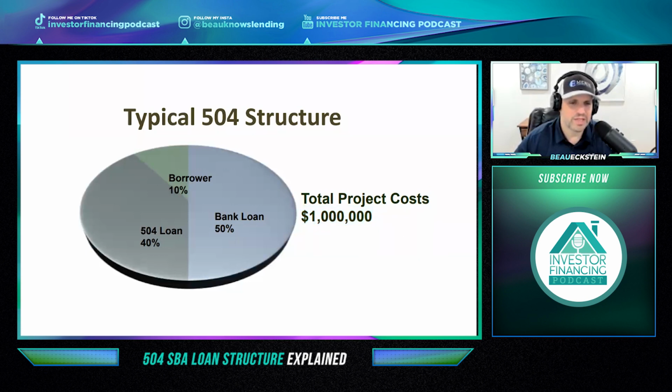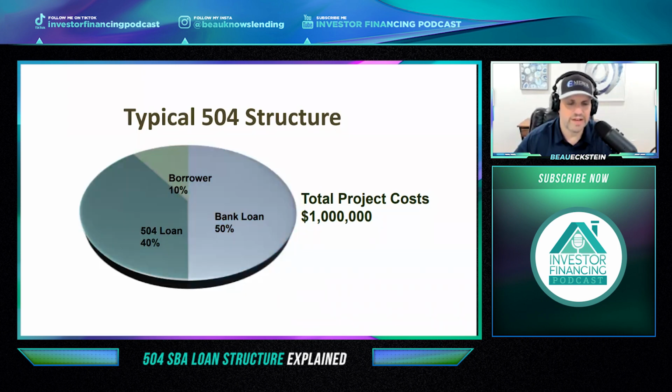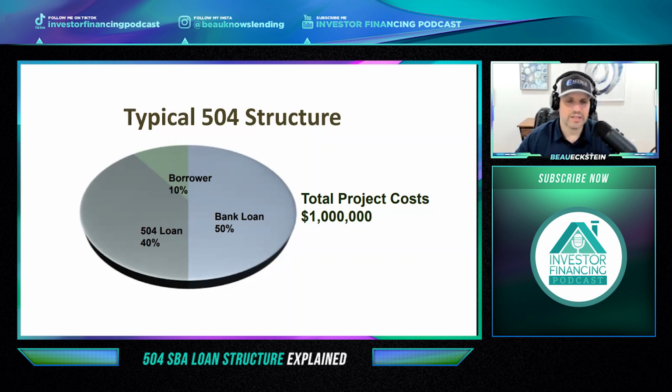And 50% of that is going to be the senior debt, which is the bank loan. And then the 504, or the SBA guaranteed piece, is the junior lien, which is 40% of the total loan proceeds, making up $900,000 collectively. So that's how these are structured.